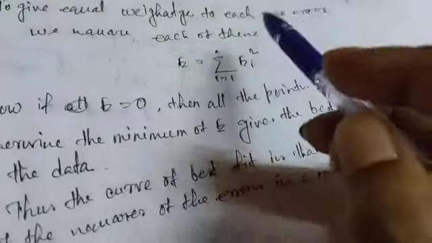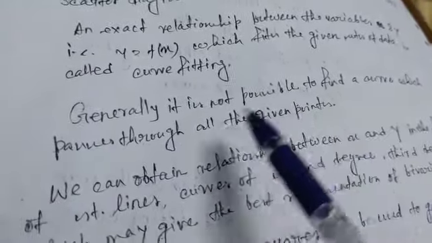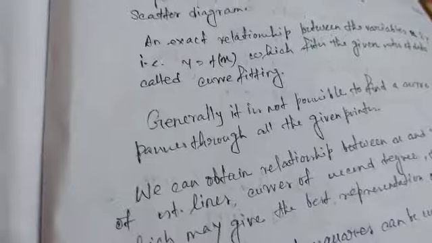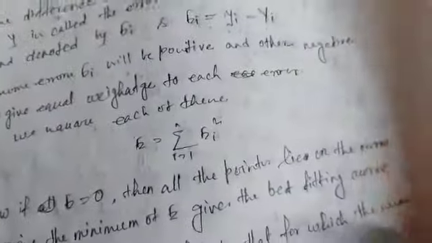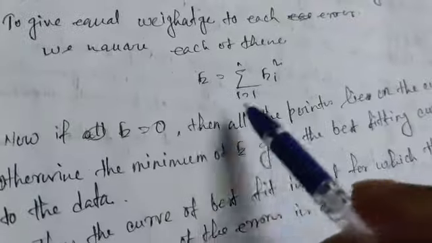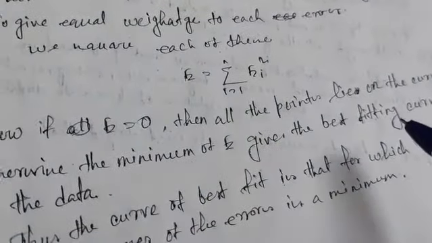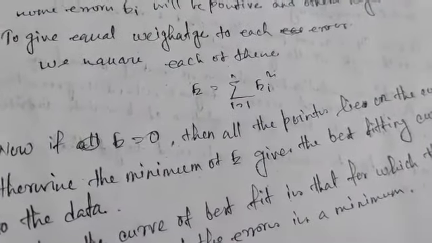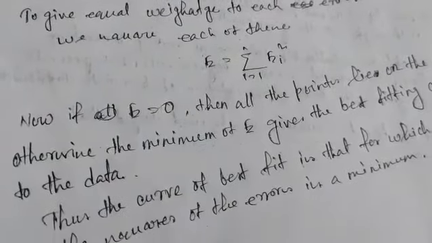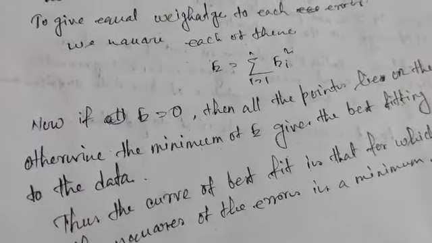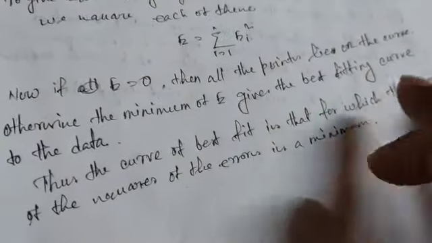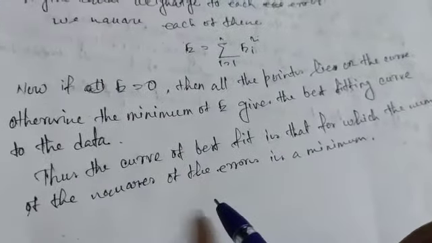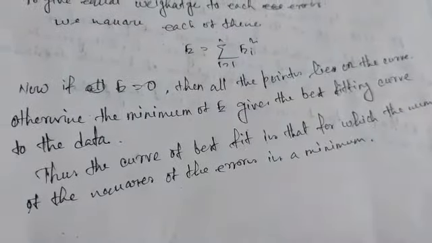Generally it is not possible to find a curve which passes through all the given points. If we find that the sum of all the errors is 0, then we can say that all the points lie on the curve. Otherwise, the minimum of E gives the best fit of the curve. Actually, the curve of best fit is the one for which the sum of the squares of the errors is the minimum.